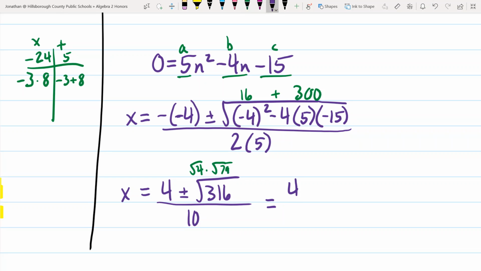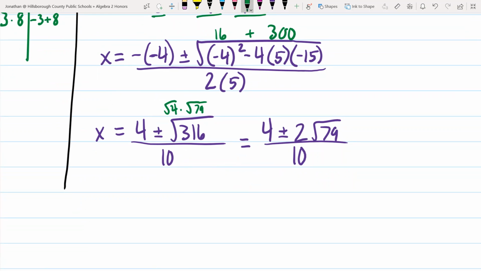Okay, so 4 plus or minus. On the outside is the root of 4. On the inside is the remaining leftovers, all over 10. So yes, it's a good thing we use the quadratic formula for this one because this would have been, I believe, impossible to factor.